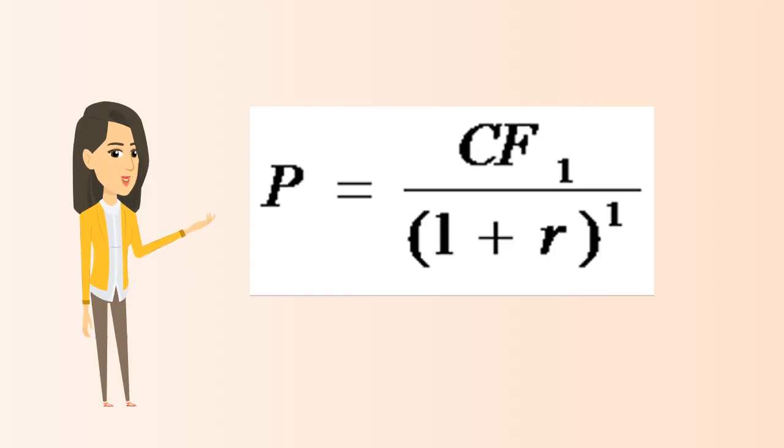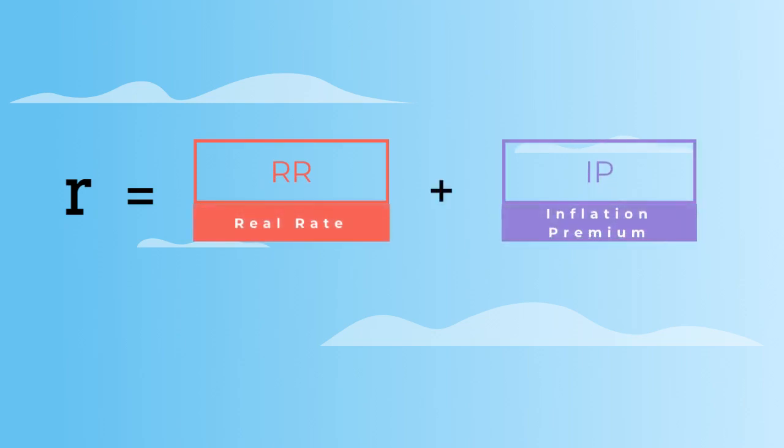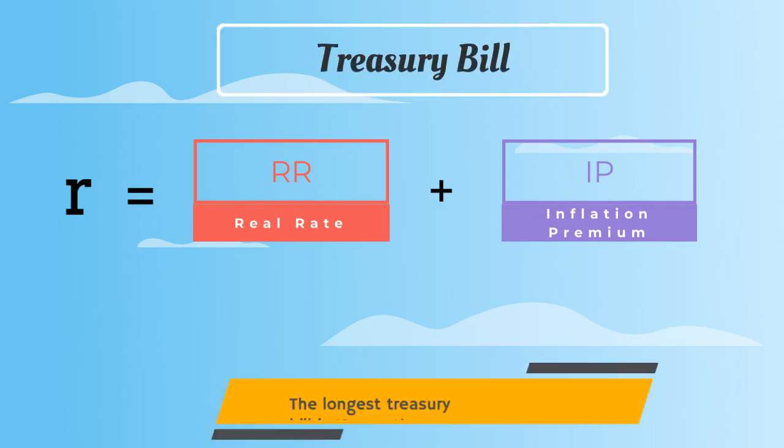We are going to start with a simple one cash flow period. Here, the rate, R, can be broken down into two components. RR is the real rate of interest and IP is the inflation premium. Together, these two can help you price Treasury bills. The longest Treasury bill is 12 months.